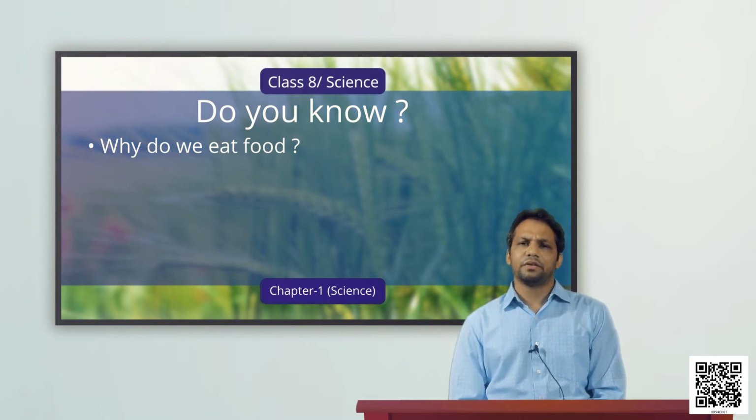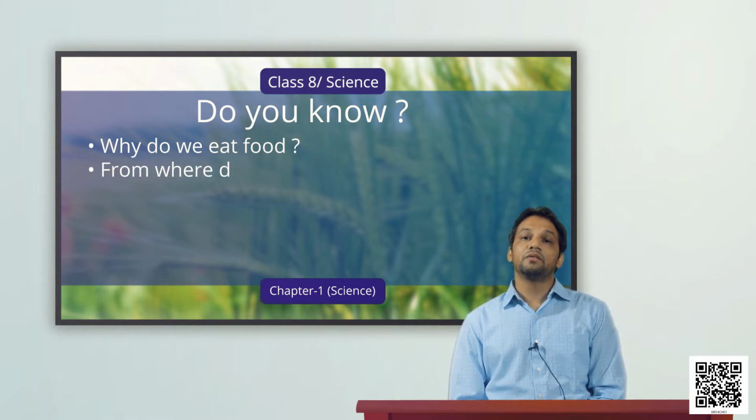Now the second question, from where do we get this food? So the answer is, farmers produce grains, crops and other things in the fields and they send it to the market, and from there we purchase it.